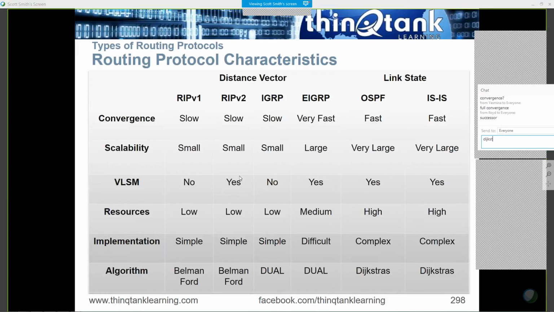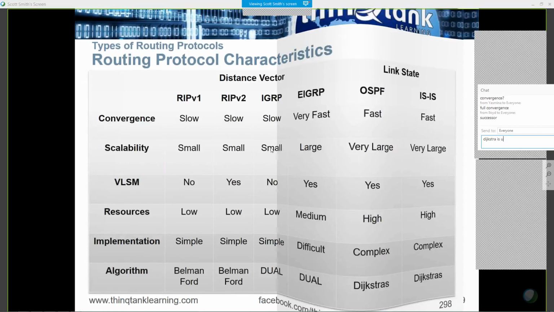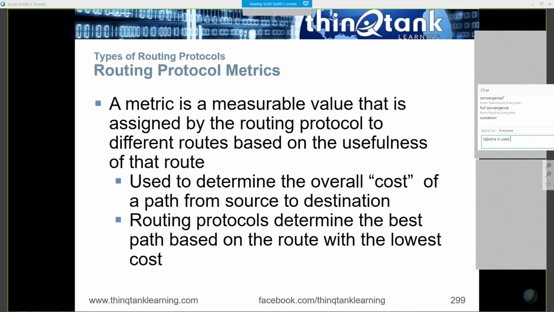When we get into the protocols, it gets even more interesting. We already know what a metric is. We talked about that before. A metric is how a router determines the best path to a destination, how it evaluates the overall cost.